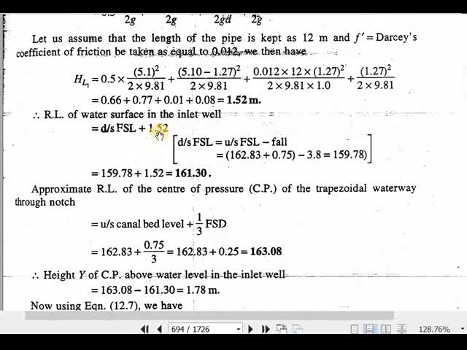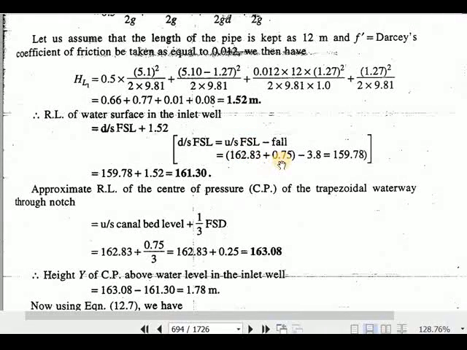If we add head loss to the downstream full supply level, we can get the water surface in the inlet well. So what is the downstream full supply level? That is equal to upstream full supply level minus fall. That is 162.83 plus, because we have the same dimensions at upstream and downstream. So this is the water depth before and after the fall, before and after this concrete, cemented or brick structure. So 162.83 was the upstream bed level.